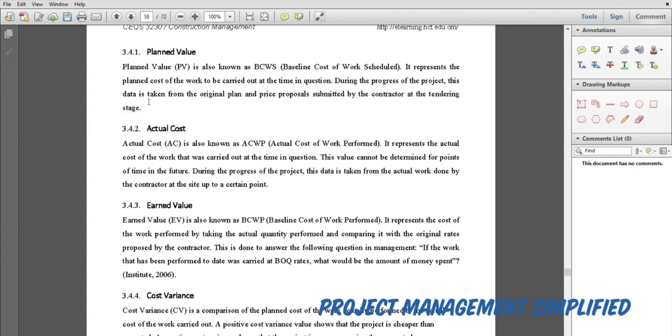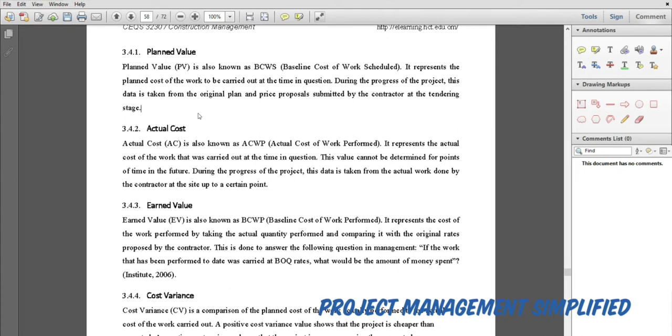At that stage, you submitted prices for the tendering purpose, and you have a schedule. So the baseline cost is the price you submitted, the planned price for that work, and according to that schedule, you can compare them together. Both of these things make the baseline cost of work scheduled. So now we have a baseline cost and we have a work schedule.